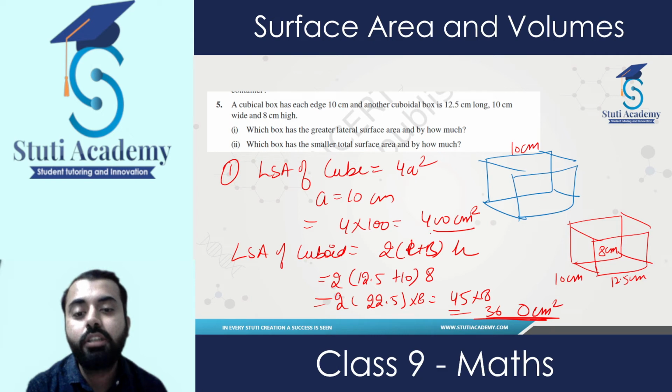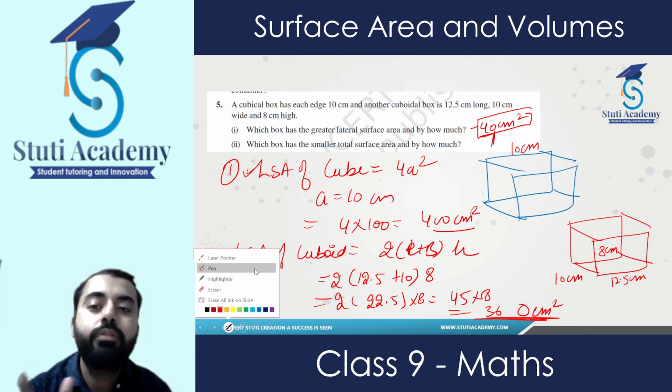Now your answer is clearly visible to you that the lateral surface area of the cube is more than that of the cuboid. And by how much? 400 minus 360, you get 40. So its area is more by 40 centimeter square. Now come to your total.